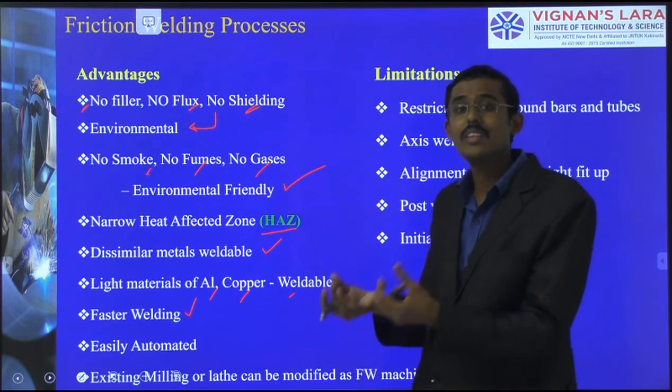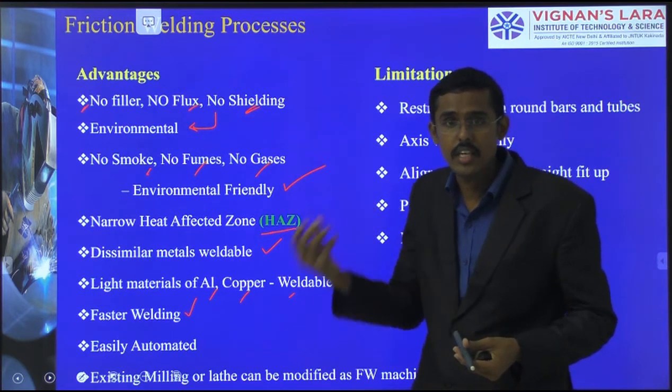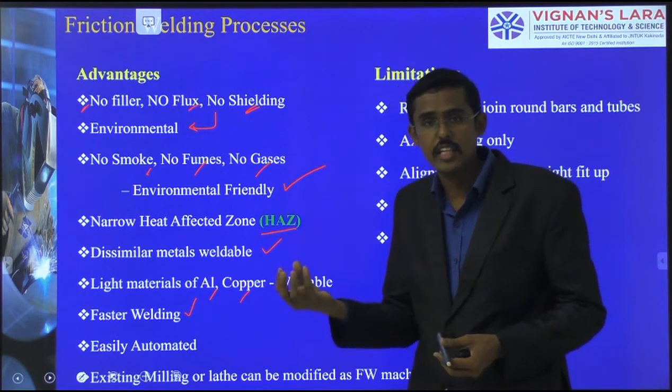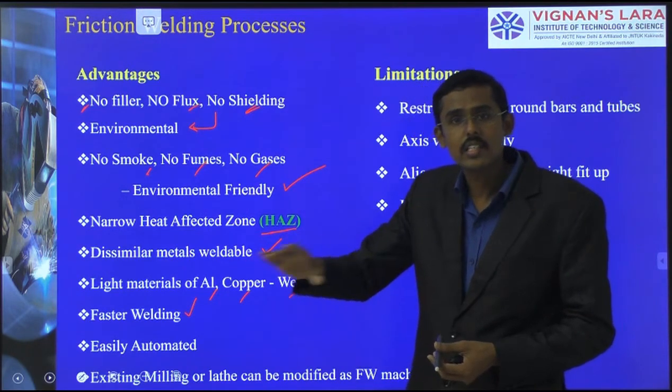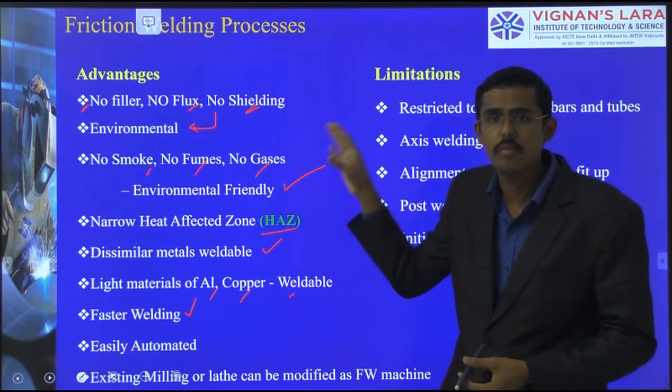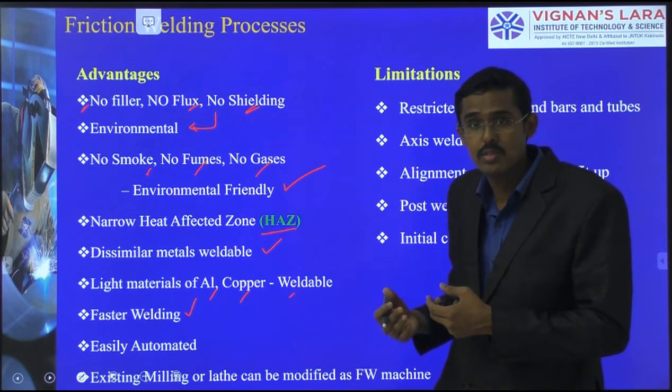Just we are keeping within 10 seconds. Friction time takes 5 seconds. Upsetting time takes 5 seconds. Friction time, friction pressure. Upsetting time, upsetting pressure. Welding is completed. Within 10 seconds, one job is ready. Then we can go for mass production: 100 jobs in an hour.